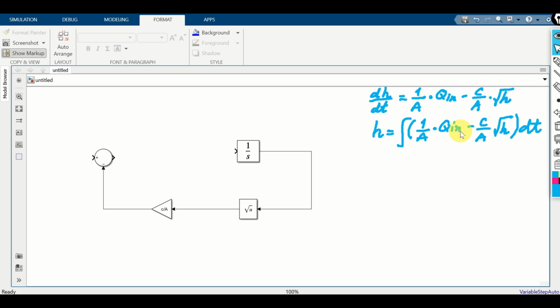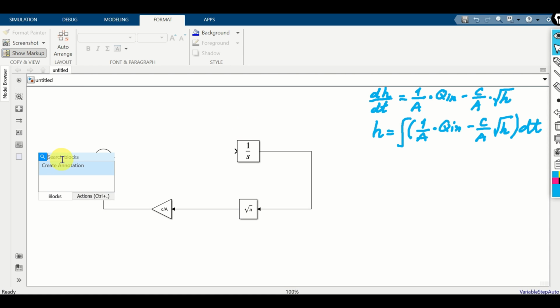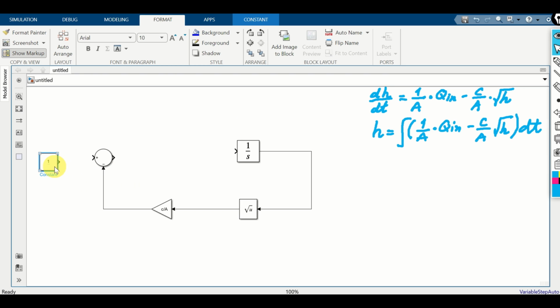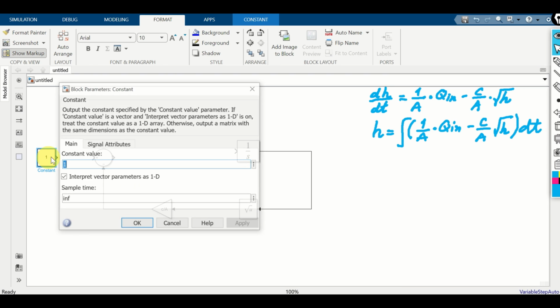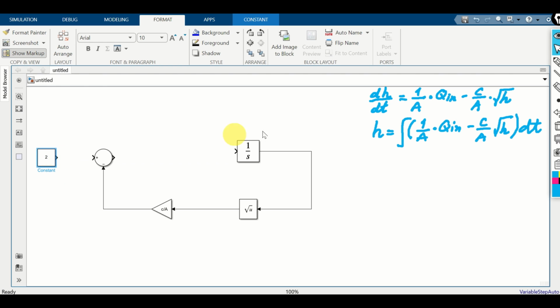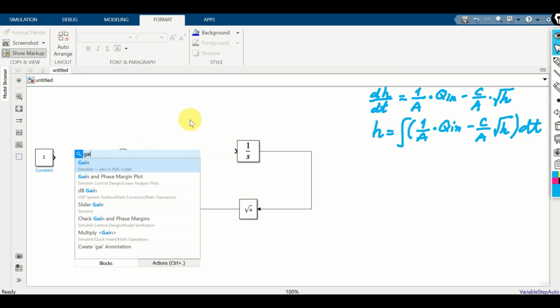However, in order to test our dynamics, we will simply model the q input as a constant. Double-click over here and search for a constant. Here you can change the value of this constant. Double-click here and let's say, for example, specify 2. This means that we are setting qin to be equal to 2. That is, we are setting the input flow rate to 2. Next, we need to add this constant over here, multiplying qin. Double-click here and search for gain.